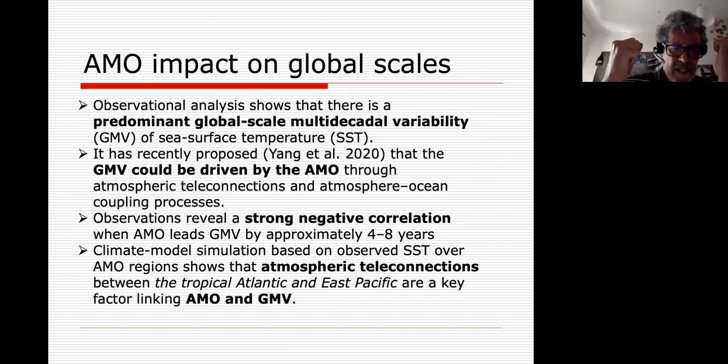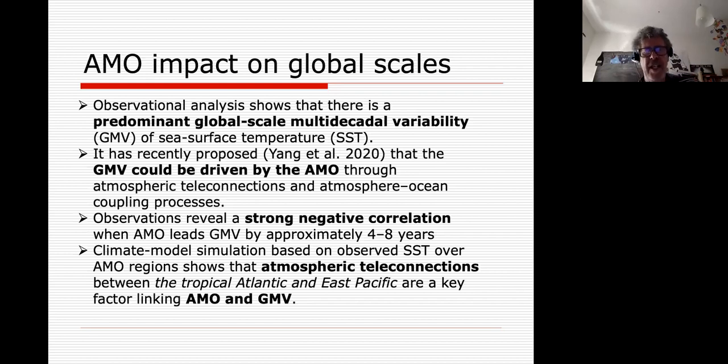And Young et al. proposed that this global scale multi-decadal variability could be driven not only directly by a substantial part of the global ocean, but also through atmospheric teleconnection, atmospheric-ocean coupling processes.